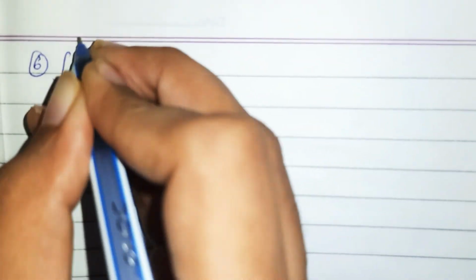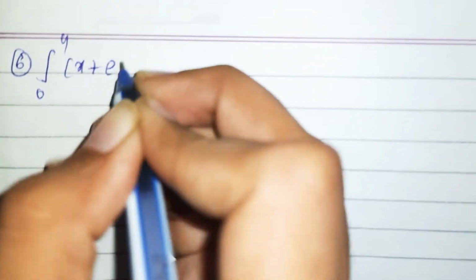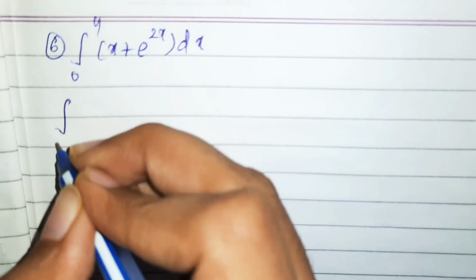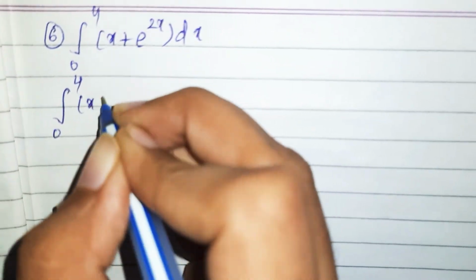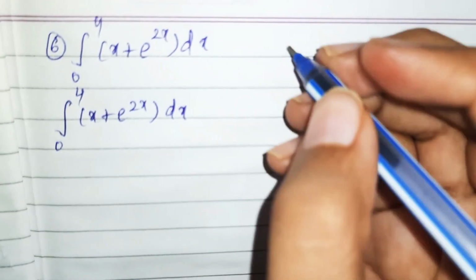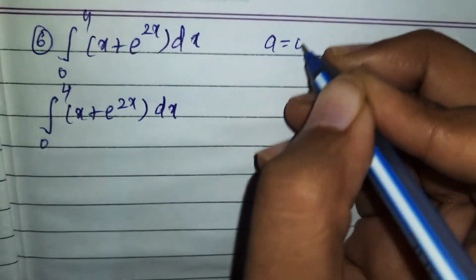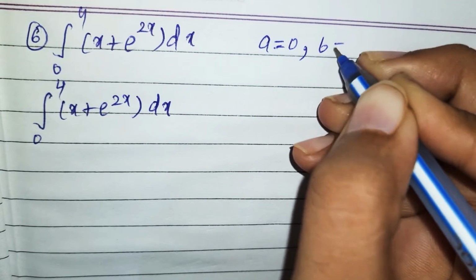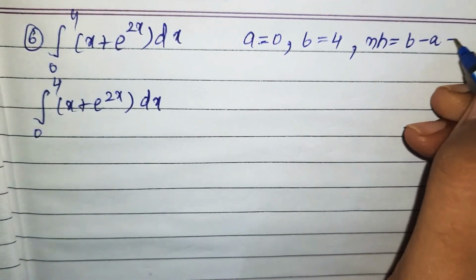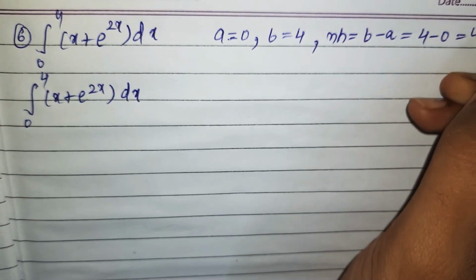Now come to question number 6. In question number 6, the integral from 0 to 4 of (x plus e raised to the power 2x) dx. Now if I want to apply the formula, a is 0, b is 4, and nh is b minus a, that means 4 minus 0, which is 4.